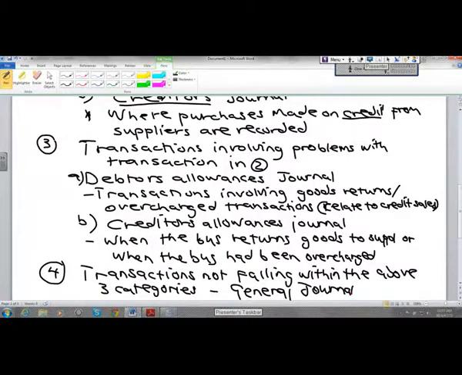That transaction does not actually fit in the above three categories. So what you do is you make sure that you understand your categories very, very well. If you get any transaction, just ask yourself, can it fit in any of the above three categories? Because you know what those subsidiary journals are. If the answer is no, it must come to the general journal.